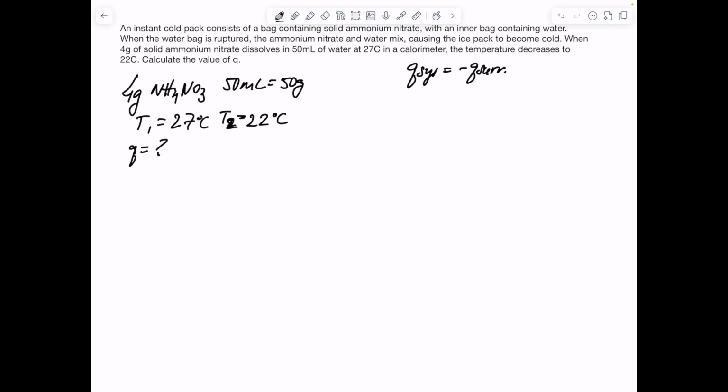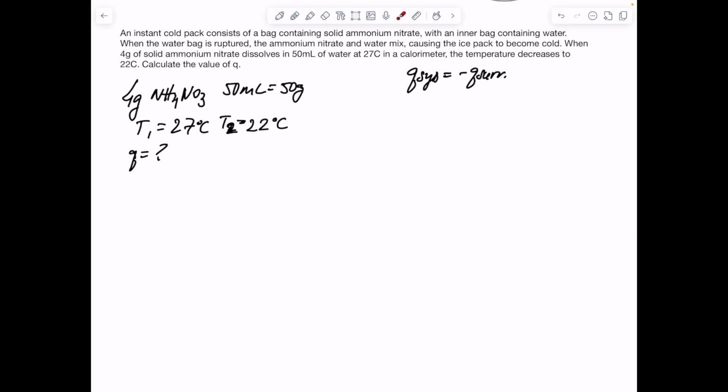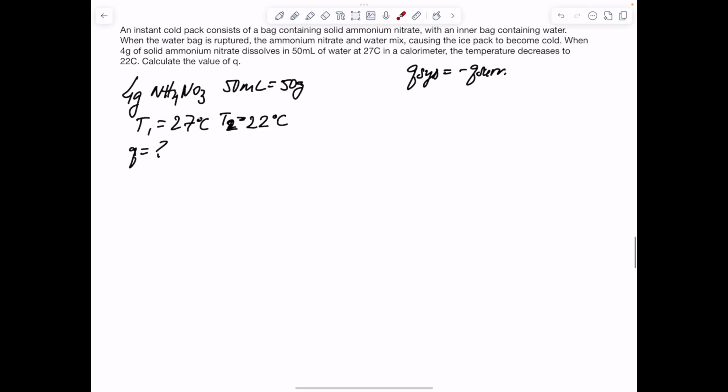And just like the last problem, this is a bit tricky because this isn't a clear-cut system and surroundings. I mean, you can kind of see it a bit better here, right? It's ammonium nitrate in water, so it feels a little bit more clear-cut than the previous question where it was HCl and NaOH, and it was a little bit harder to tell. But regardless, in this question, because we're mixing the ammonium nitrate in the water, we're creating sort of new compounds together with that reaction, then I like to immediately default to Q reaction equals negative Q solution.